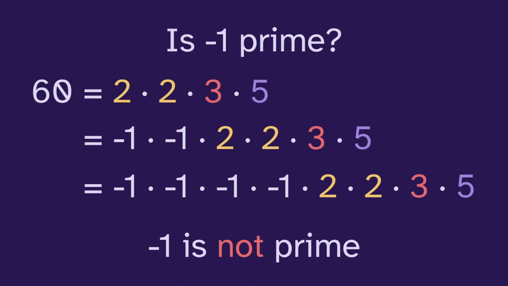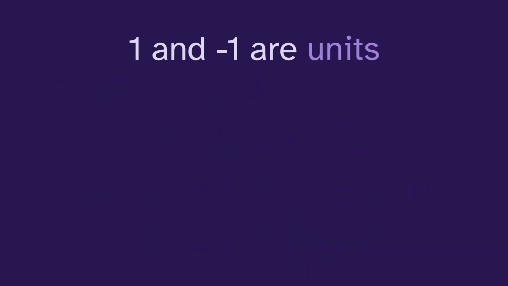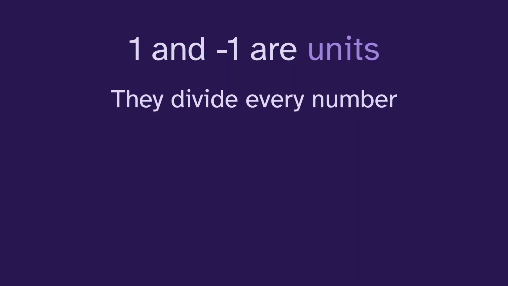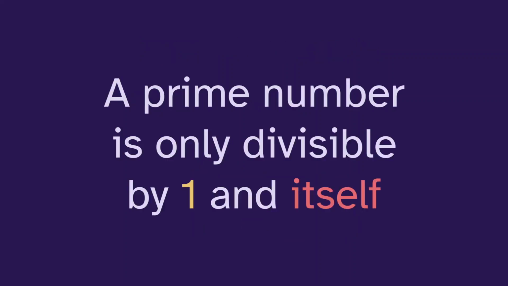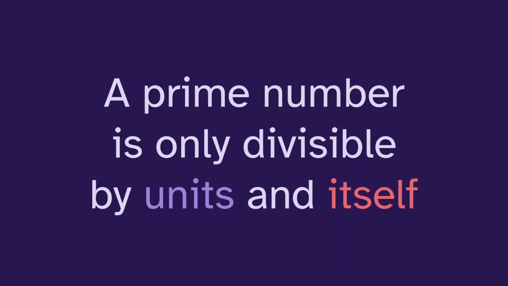And it's a similar case to 1, so we kind of group them together and we say 1 and negative 1 are units. Units meaning they divide every number. And that's clear for 1. Any n is 1 times n. But it's also pretty clear for negative 1. n is negative 1 times negative n. And because they divide every number, maybe we should edit our definition. So instead of a prime number is only divisible by 1 and itself, we'll say a prime number is only divisible by units and itself. If units divide everything, then we have to give them a caveat here.